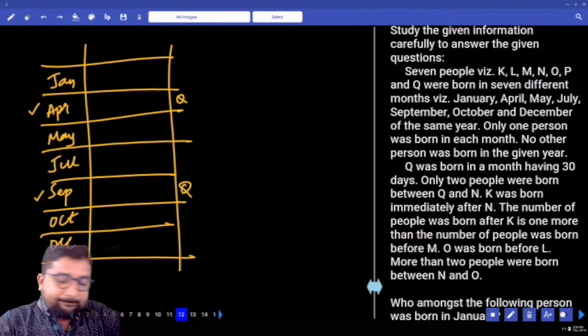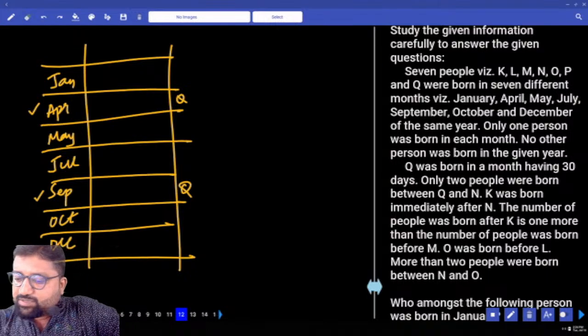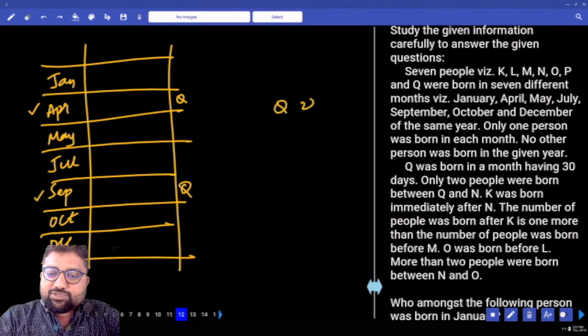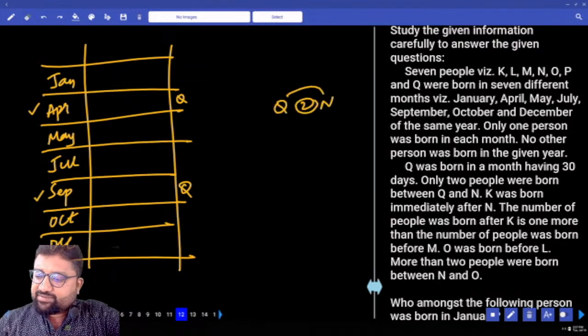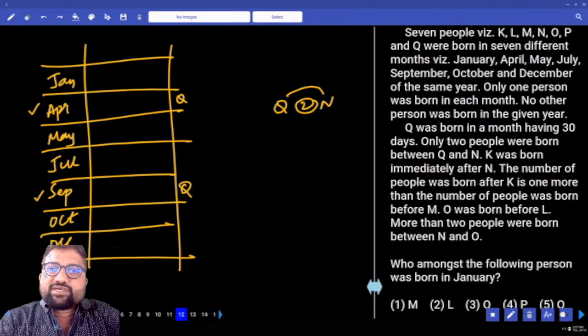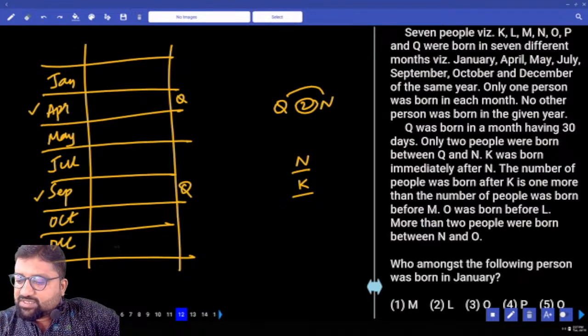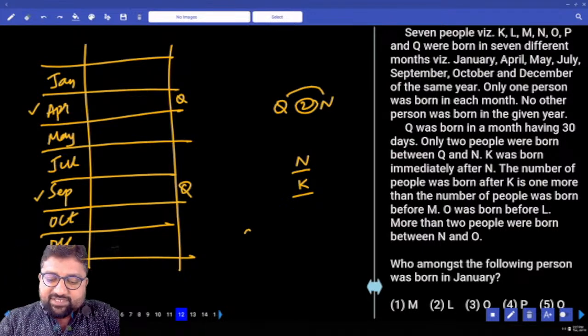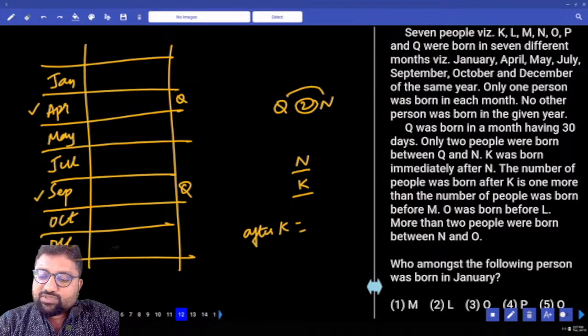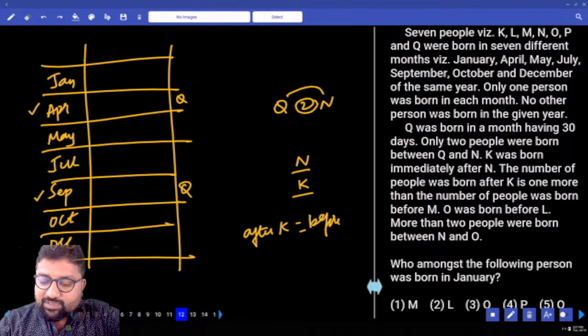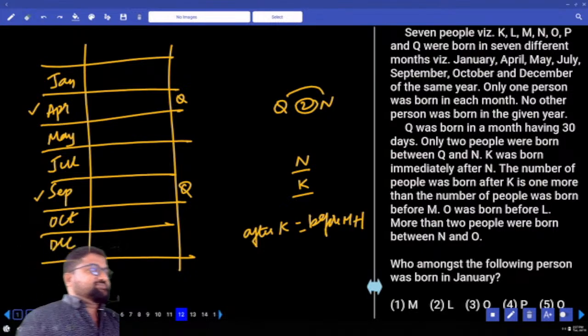Next, please. Only 2 people were born between Q and N. I'm not sure where Q is, so I'm writing it separately. K was born immediately after N. Next, please. The number of persons born after K is equal to 1 more than the number of people born before M.